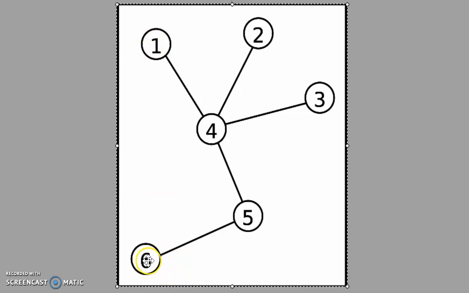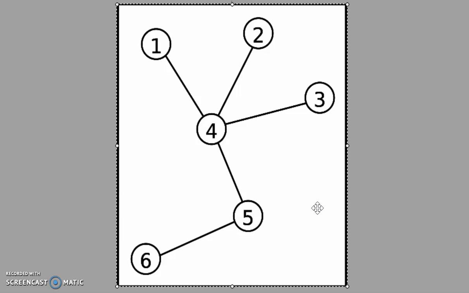So as we noted, we have 6 vertices but 5 edges. So if I had 10 vertices, I would have to have 9 edges. The graph has to be connected. If it's disconnected, then this relationship between edges and vertices does not matter.